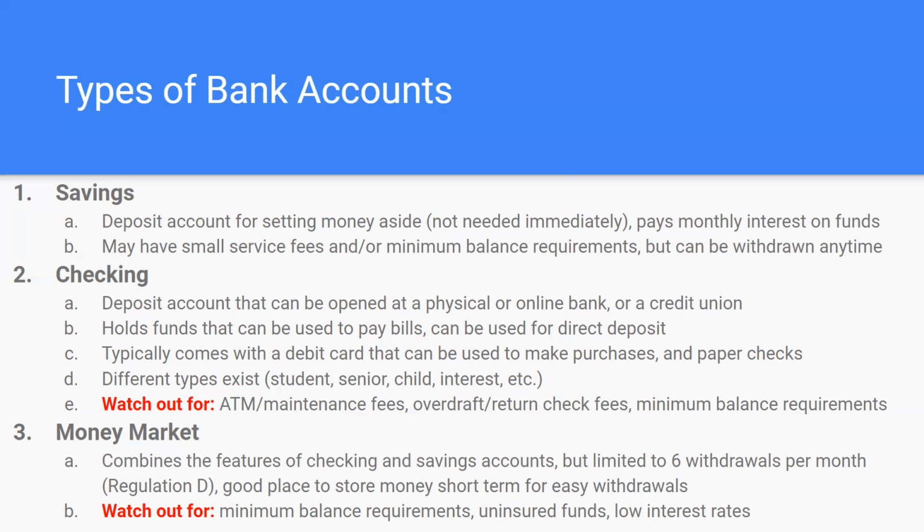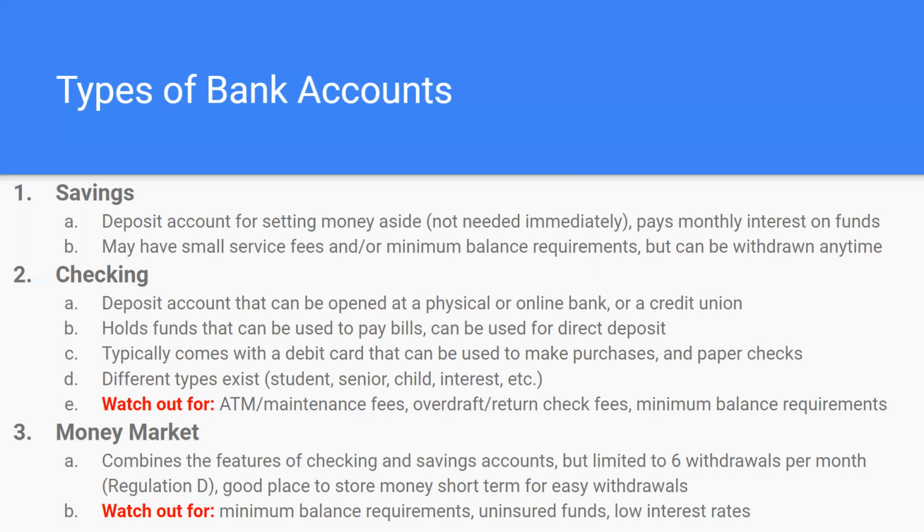You do want to watch out for ATM or maintenance fees for when you withdraw money from an ATM. Overdraft and return check fees if you do write a check from a checking account and there's not enough money to cover the check, and minimum balance requirements.